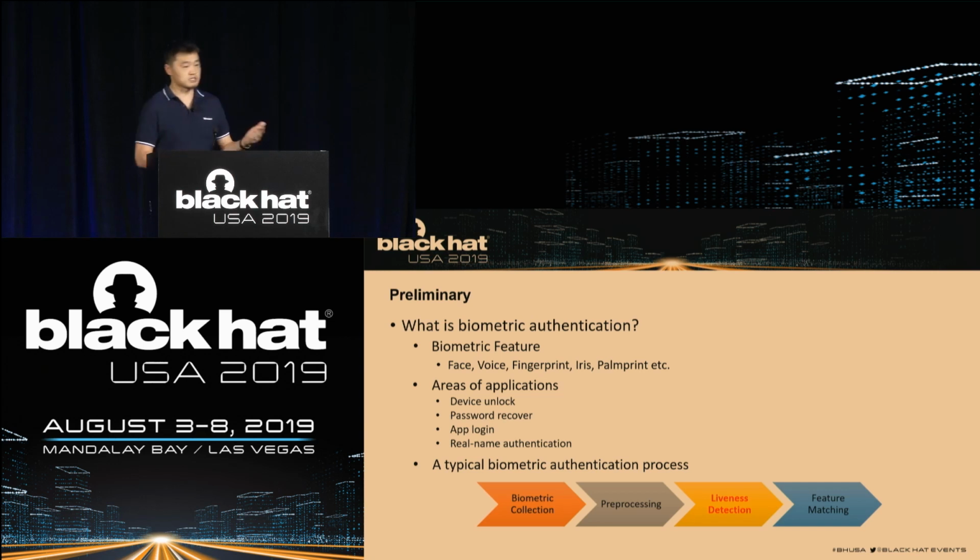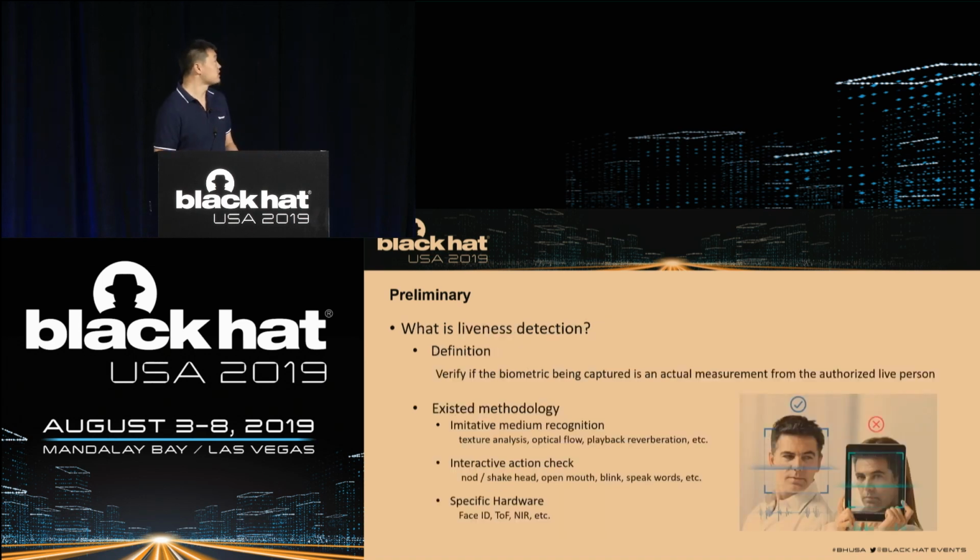At the bottom, you can see the typical process of how biometric authentication works. The first step is to collect the information and do some pre-processing to turn the collection into machine-recognizable data. Then the sensor will try to do the liveness detection. After the liveness detection has passed, it will do feature matching to see if you are the person. So what is liveness detection?